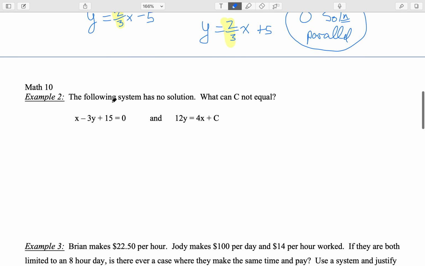Okay, let's look at this one. It says the following system has no solution. That means that they're parallel. So I know that the slopes are the same. And the y-intercepts have to be different. So same slope, however, the y-intercept has to be different. If it was the exact same, then they'd be the same line. But it says that there's no solution.